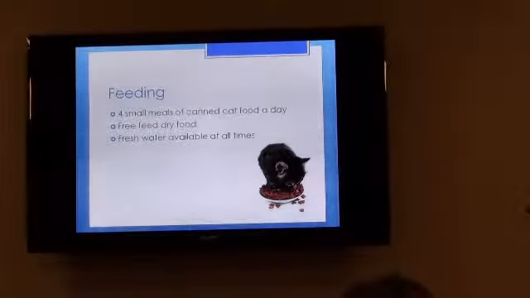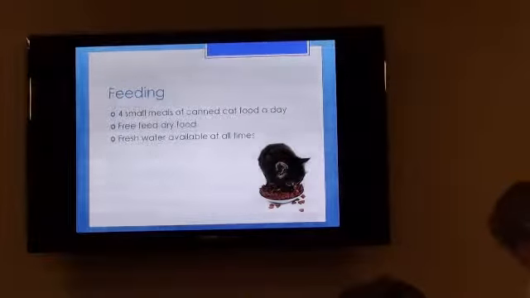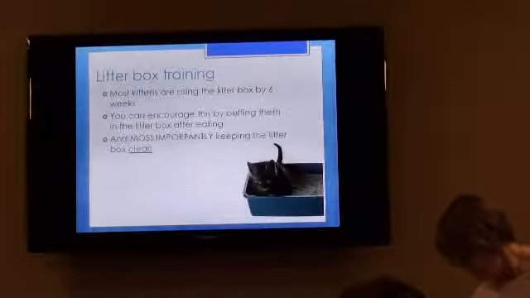As far as feeding goes, this won't be on all your instructions, so you don't need to memorize this tonight, but it's canned food 4 times a day. You keep dry food out all the time, and of course, fresh water available all the time.